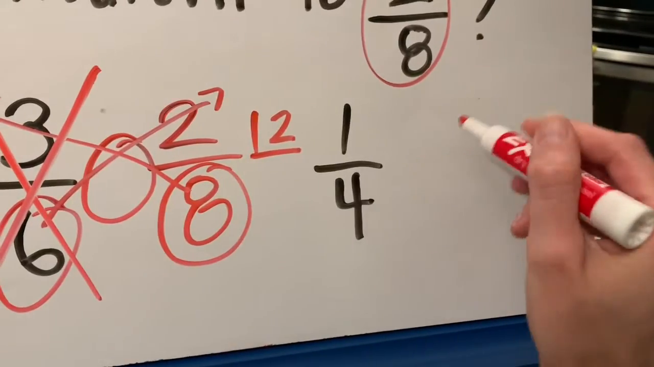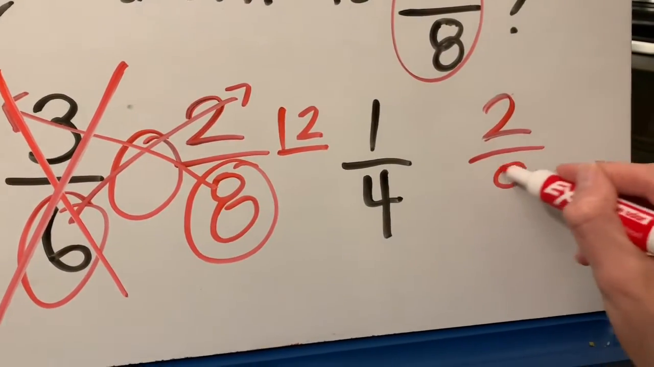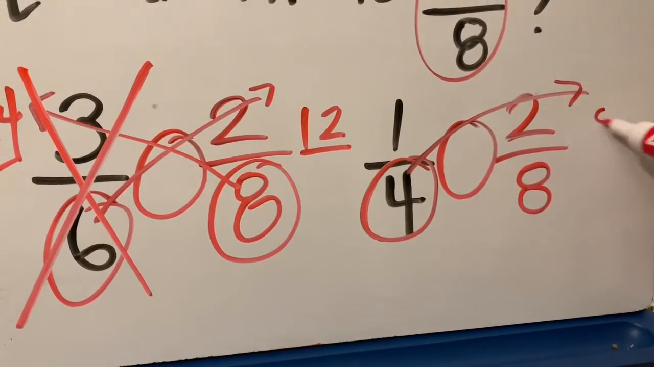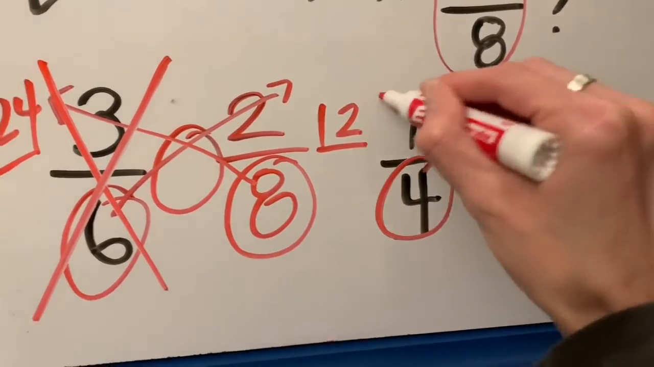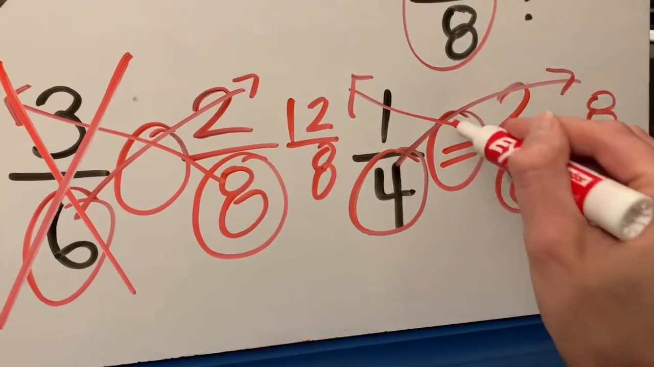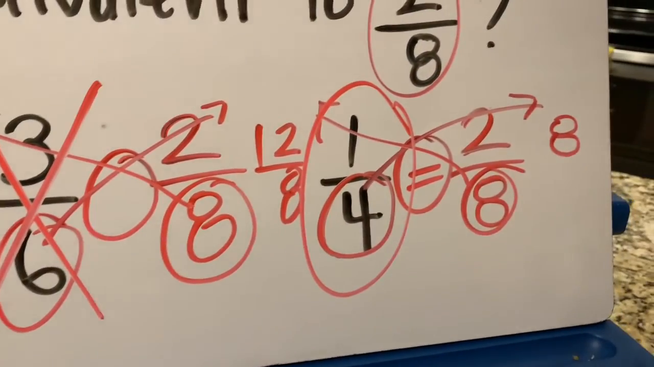so I know that 3/6 is not an equivalent fraction. Again, I would pull out the fraction 2/8. I'd work on crisscross multiplication. I know that 4 times 2 is equal to 8, and I know that 8 times 1 is equal to 8. I know that 8 is equal to 8, so I know that 1/4 is equivalent to 2/8.